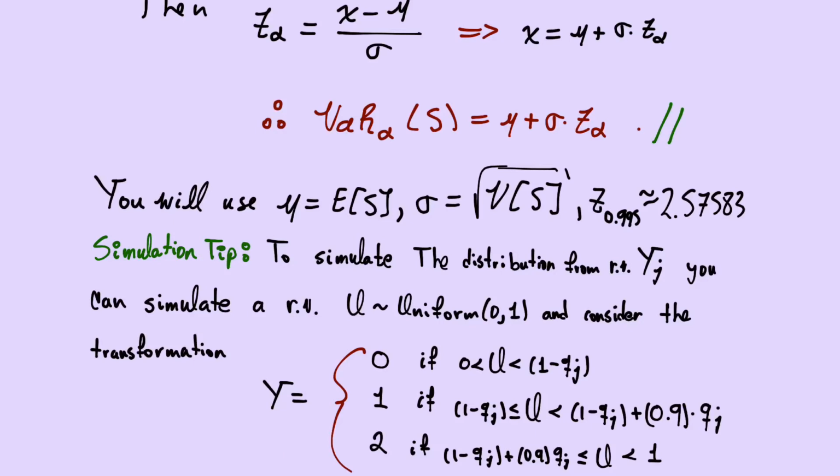And then for the value of 2, we get it if the random variable u is between this other value and 1. So the probability for 2 would be 1 minus this value, and 1 minus this value is just 0.1 times qj, as we want. So this is a good trick to simulate the distribution of these random variables yj with this kind of transformation. Obviously the values of qj would be defined in the file, so you will have a different value for each j, and you will have to make a computer program to simulate the distribution of these random variables in terms of a random variable with uniform distribution between 0 and 1.